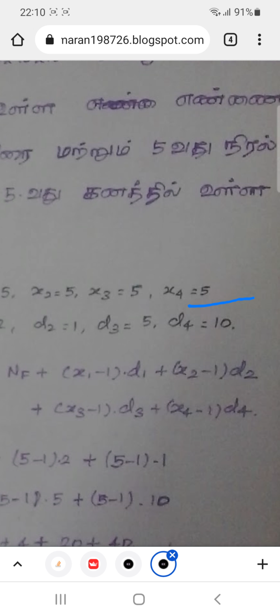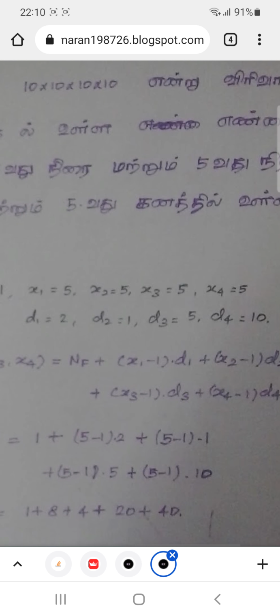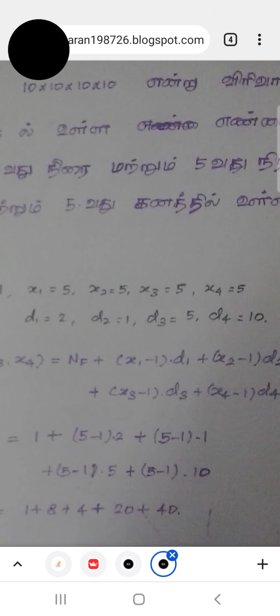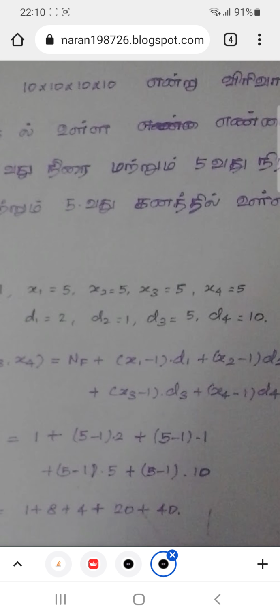And then if you see, each difference is the same, 1 and 10.